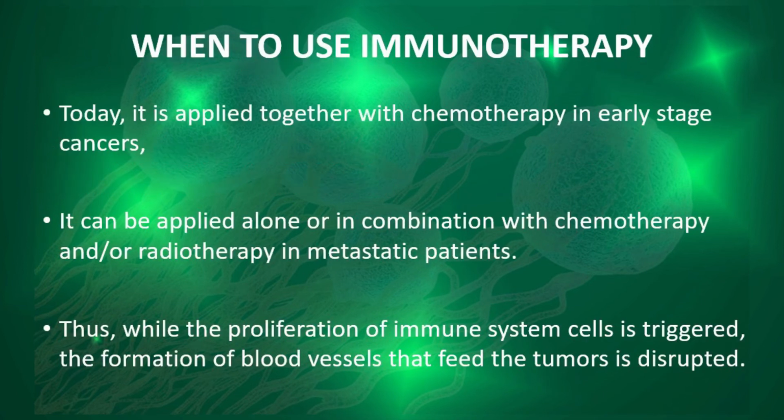When to use immunotherapy? Today, it is applied together with chemotherapy in early-stage cancers. It can be applied alone or in combination with chemotherapy and/or radiotherapy in metastatic patients. Thus, while the proliferation of immune system cells is triggered, the formation of blood vessels that feed the tumors is disrupted.